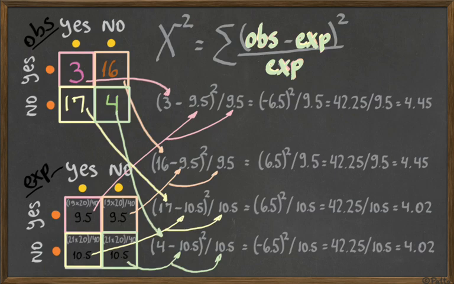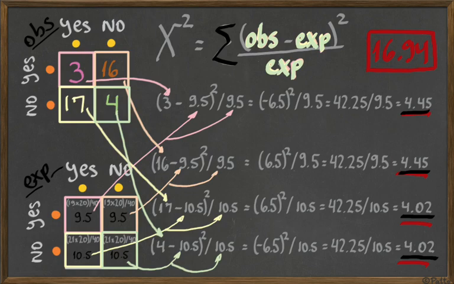The chi-square is the sum of those values. So I'm going to be summing, adding this, this, this, and this. So that's going to be the chi-square, the sum of those values. So in this case, it's going to be 16.94. What does this number mean? This number alone, it means not much.